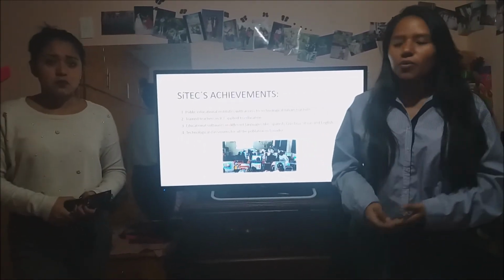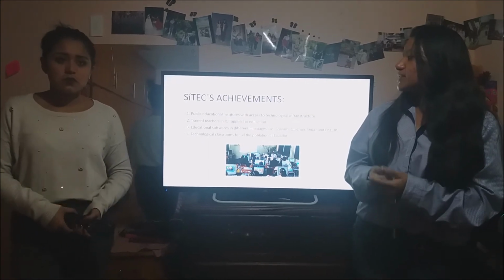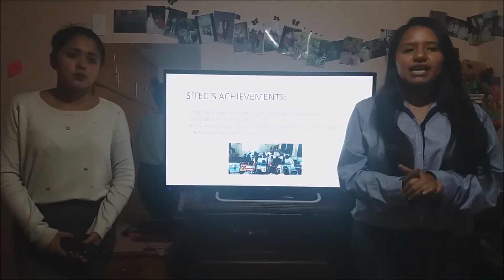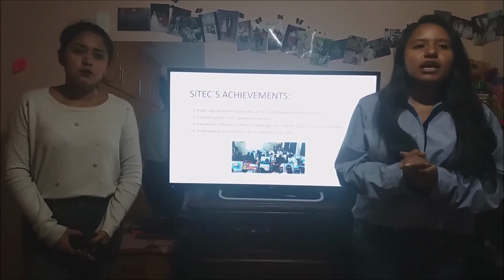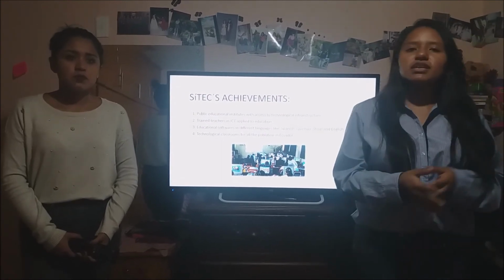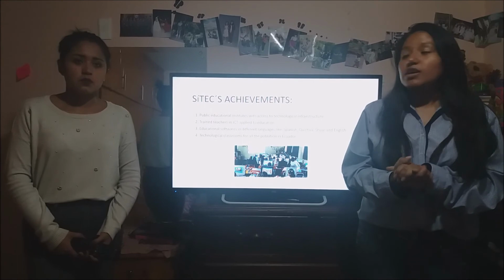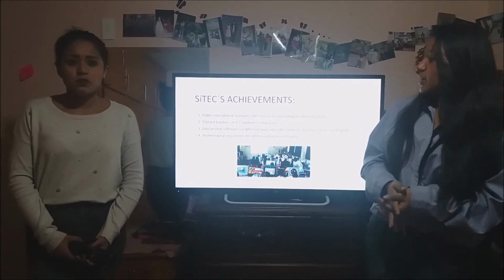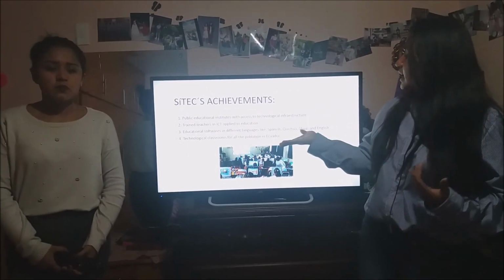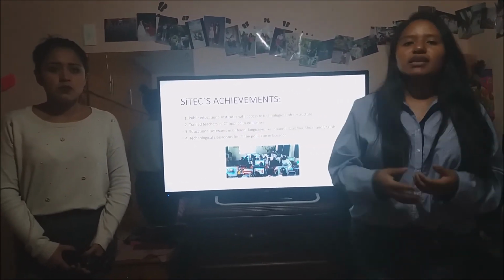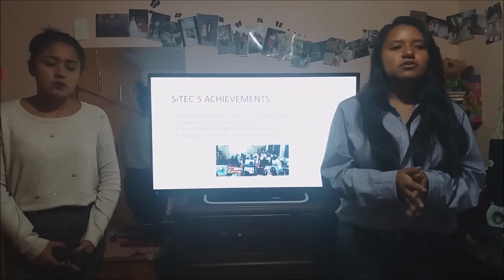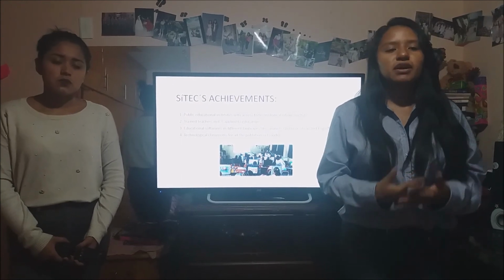CITEC achievements. The first is public educational institutes with access to technological infrastructure, and number two, teachers trained in ICT applied to education, and number three is educational software in different languages such as Spanish, Quechua, Shuar, and English. And the last one is technological classrooms for all the population in Ecuador.